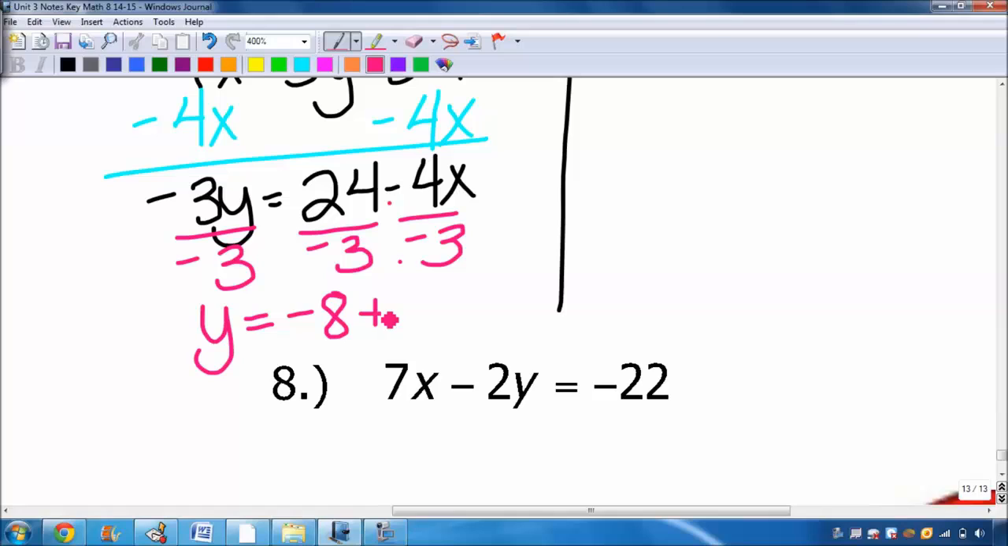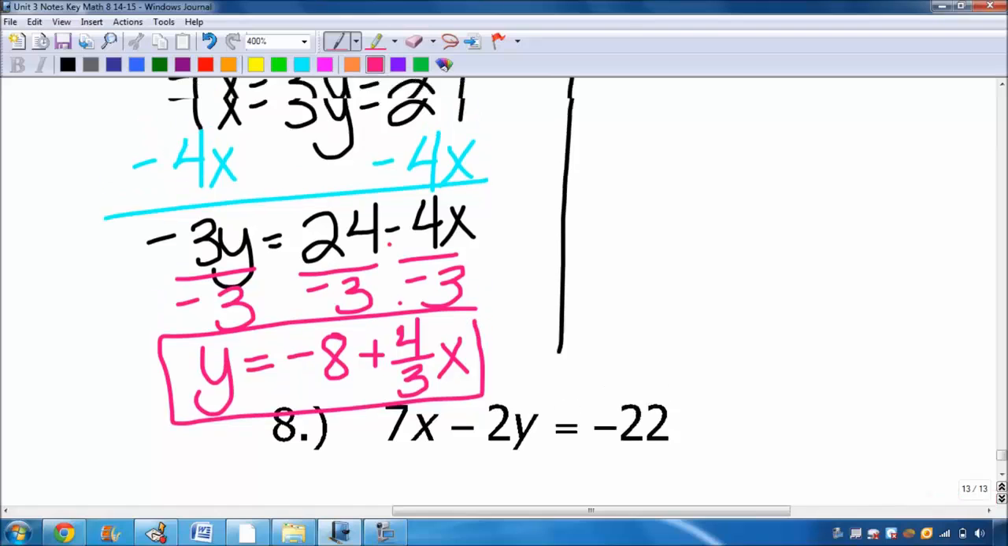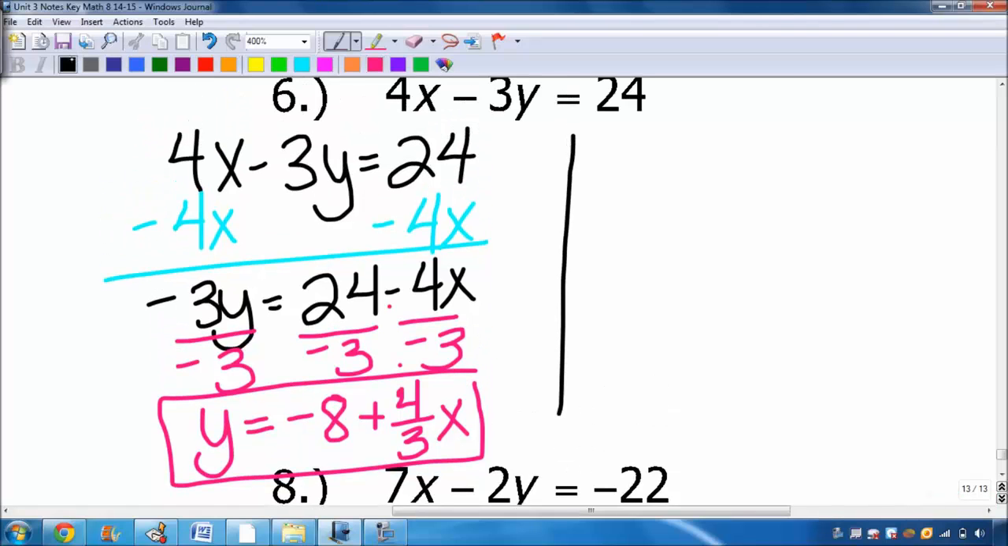And then can I divide 4 by 3 evenly? I can't. So I'm going to leave it as a fraction like I said before. So I get 4/3 x. Leave it as an improper fraction. You will understand why in the next unit that I want you to leave it as an improper fraction. Okay? I'm going to show you the other way to solve this problem.